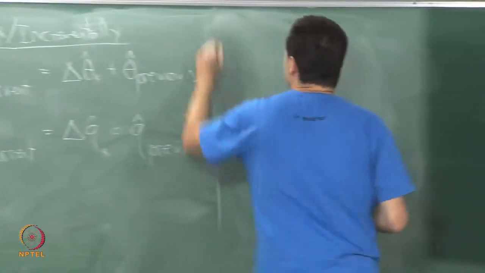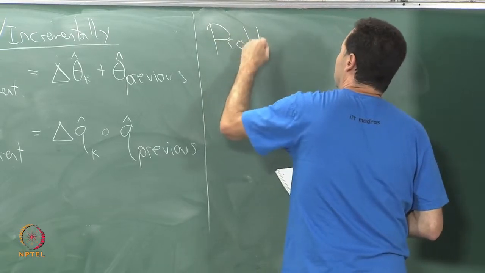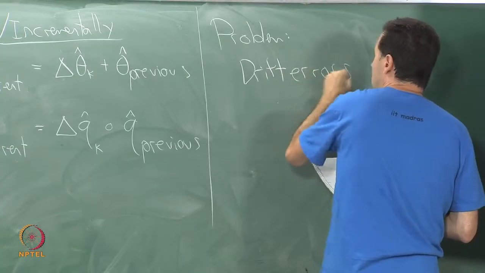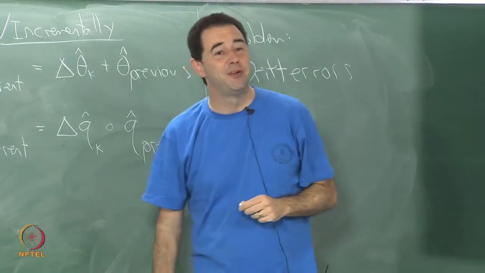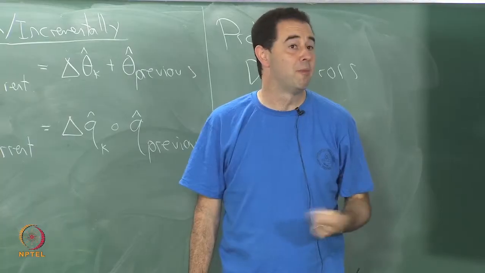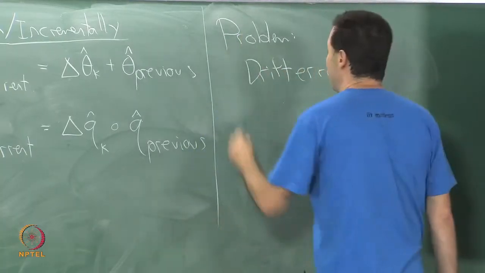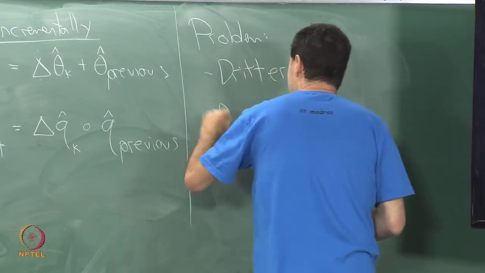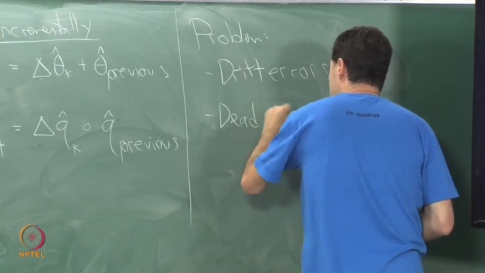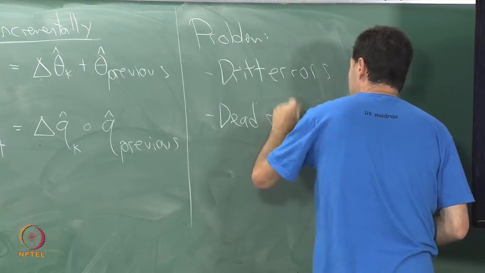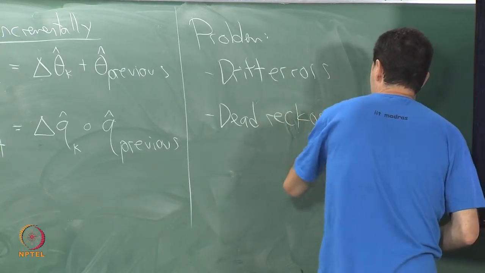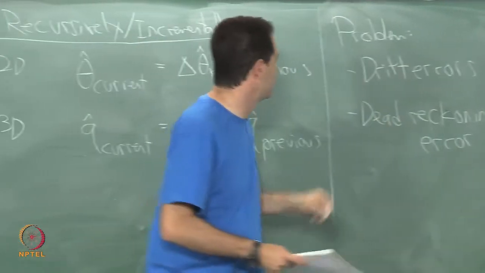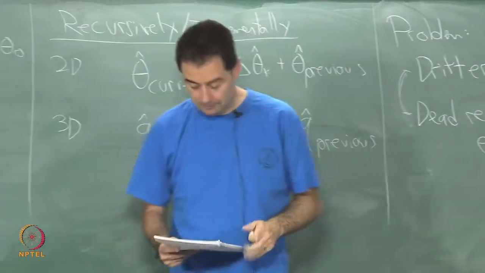So the problem that occurs is drift errors. A lot of people may know this as dead reckoning errors. This is a term used in robotics and other fields. For example, it's been around in navigation for many, many years. Dead reckoning error. So drift error, dead reckoning error, same thing essentially. So these are equivalent concepts.